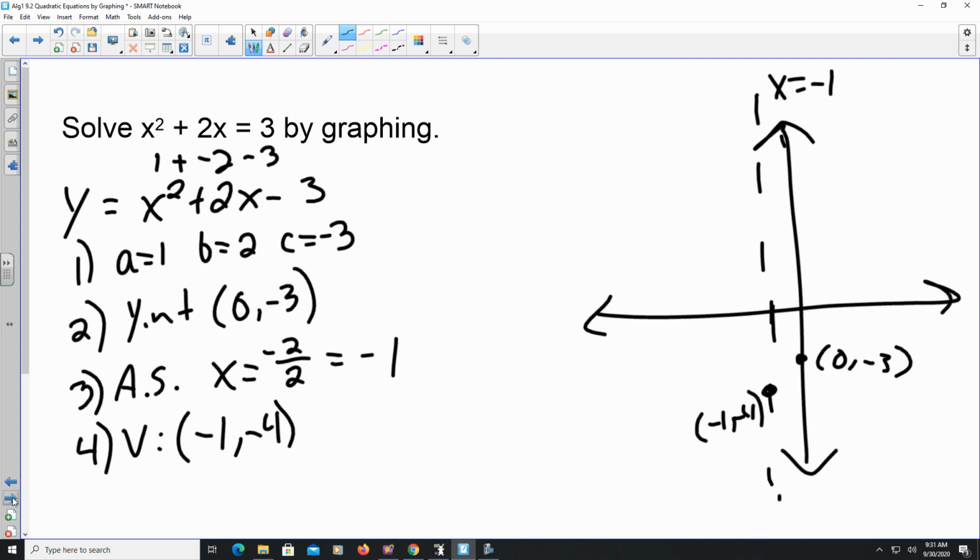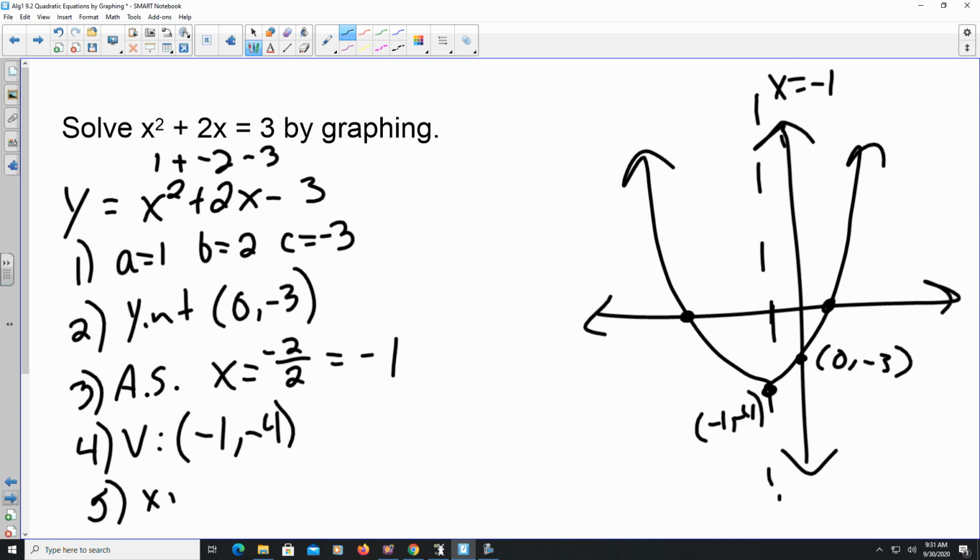A is positive 1, so I know it's going to go up like so. I notice in the graph that I have two x-intercepts. I don't know what they are right now, but for the fifth step, to find the x-intercepts, instead of writing this as y, we're going to write 0 equals x squared plus 2x minus 3 from that original equation up here.